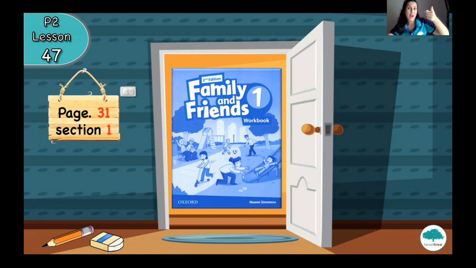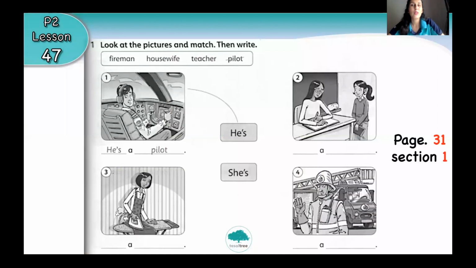And now it's time for your homework. Prepare your workbook, please. Open page 31, section 1. I will explain you. So here you have to look at the pictures and match. So you need to use your pencil and eraser. If you make a mistake, you can correct yourself. And then you have to write the sentence. For example, number 1, look at the picture. You have to choose he's or she's.